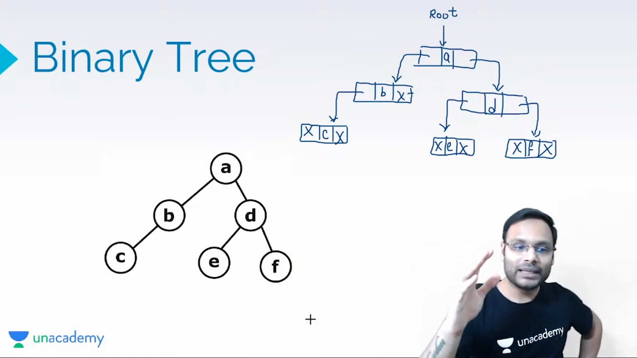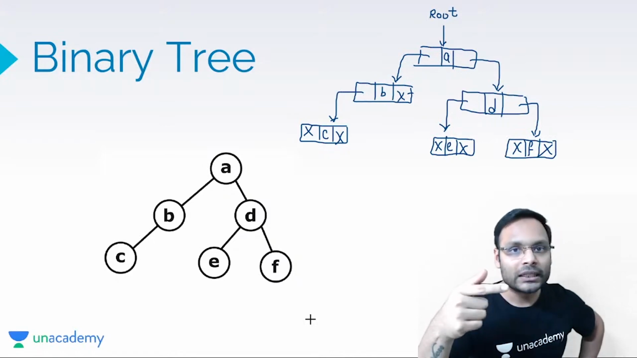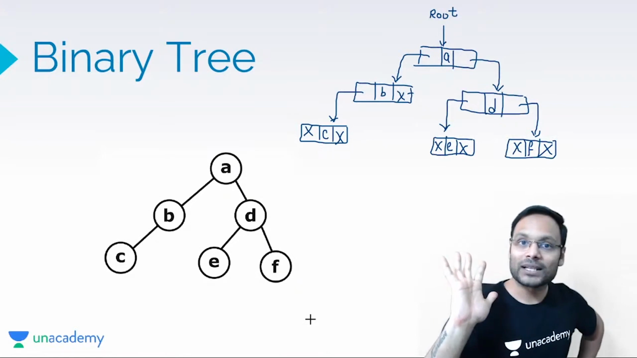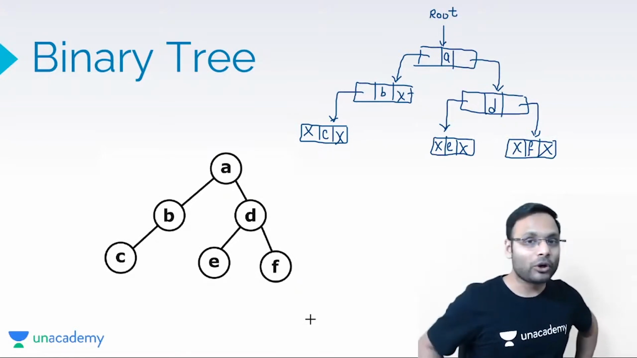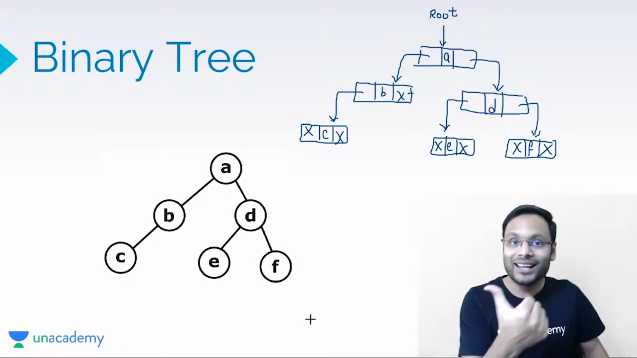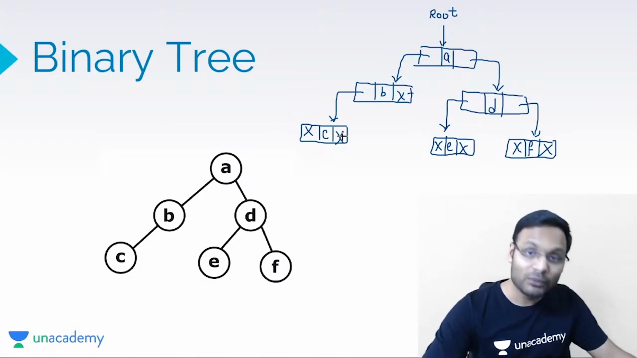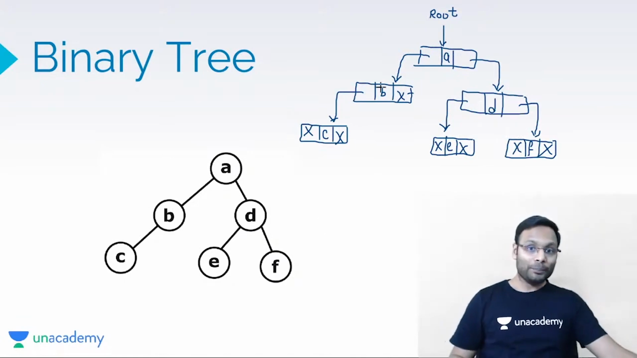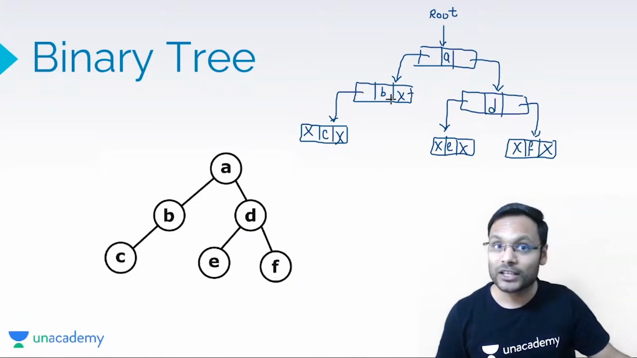A leaf node's property is that it has neither a left child nor a right child present. No child present means, in pointer terms, what will be stored in the left child pointer and right child pointer? Null and null, like this. C is a leaf node. Why? Just because left and right child are both null. Here also null null, here also null null. Right? Is B a leaf node? No, its right child is null but left child is not, so it is not a leaf node.